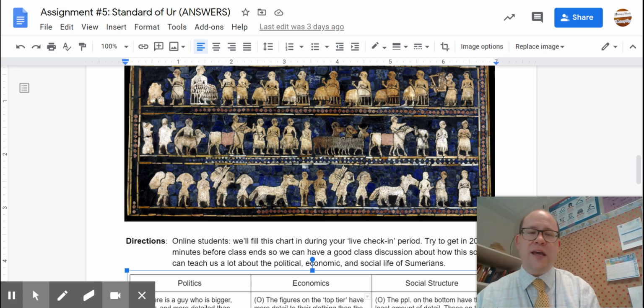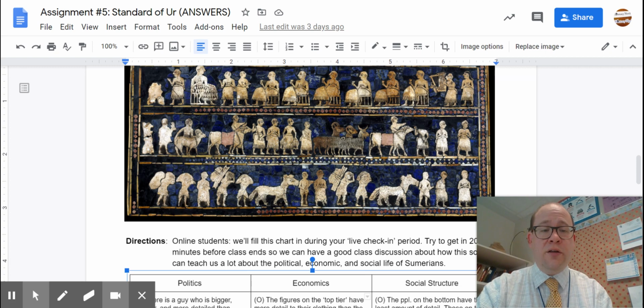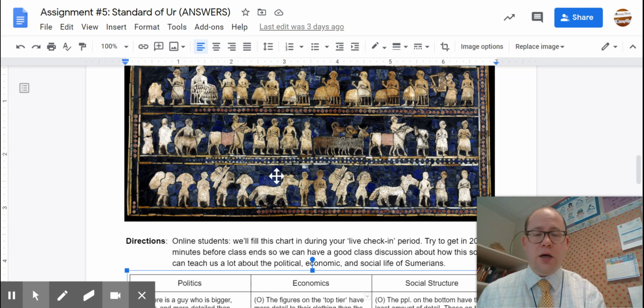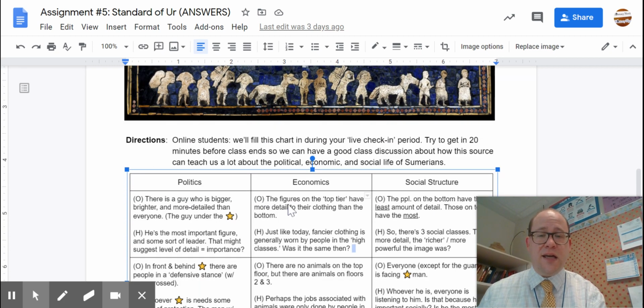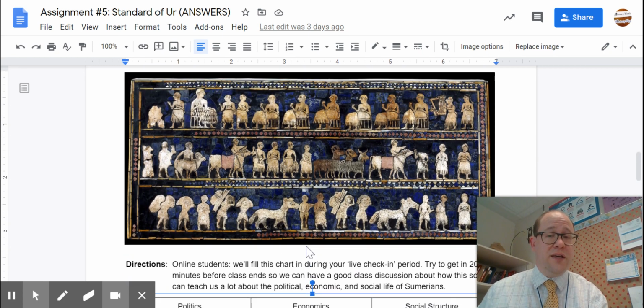That almost edges into economics as well. Social structure and economics tend to combine forces a lot, since social structure is how wealthy you are. So that might lend itself to another thing in my economics box. The figures on the top tier have more detail to their clothing than the bottom. Just like today, fancier clothing is generally worn by people in the higher class. Could it be the same then?